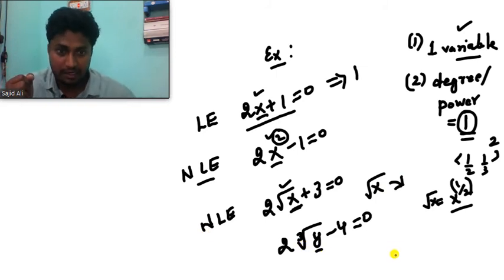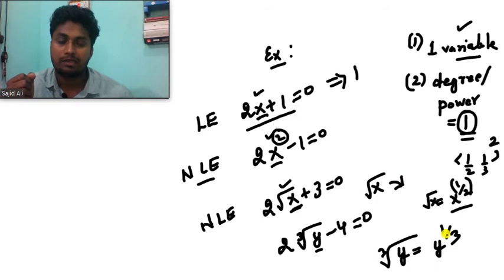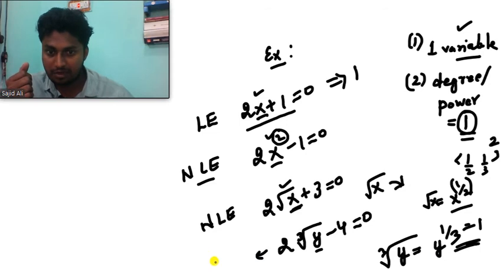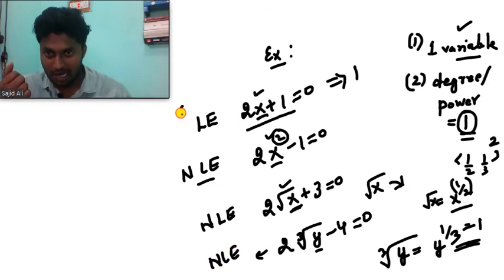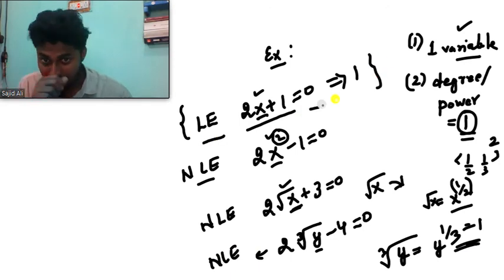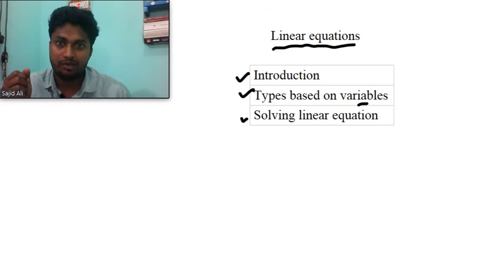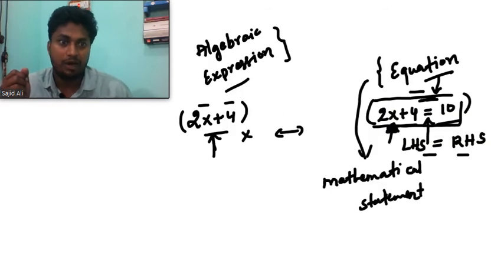Similarly, here y is given, but cube root of y. What does cube root of y mean? It means y to the power of 1/3. So is it equal to 1? No. Therefore we will call this also a non-linear equation. So I hope you have understood the method by which we identify a linear equation. In all these examples, I have explained linear equation in one variable.